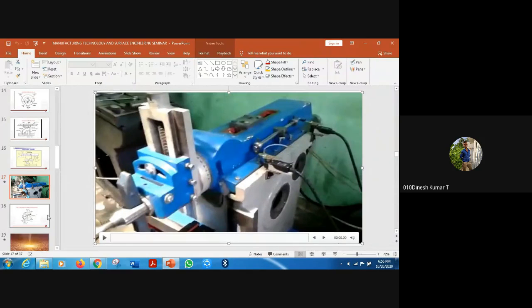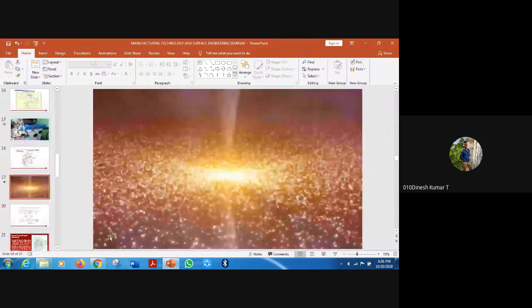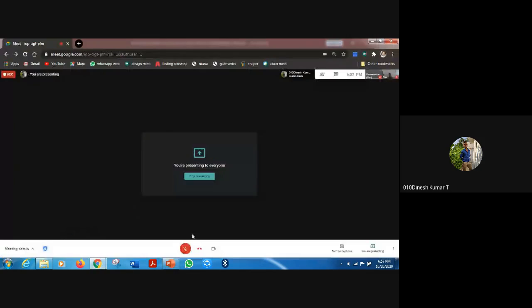Next, we move on to the Whitworth quick return mechanism. There is one video in which you can completely understand the Whitworth quick return mechanism with an animation video.